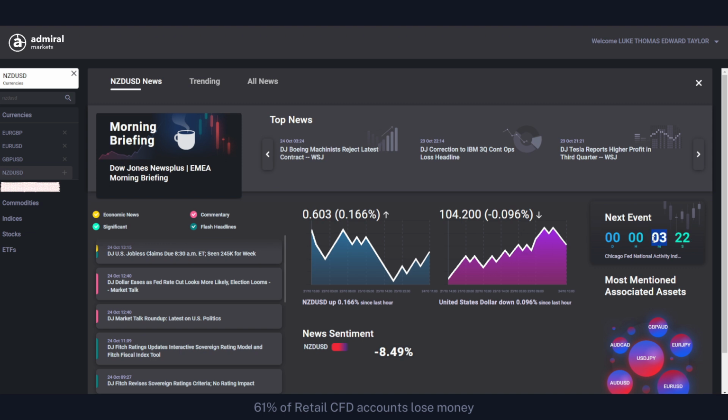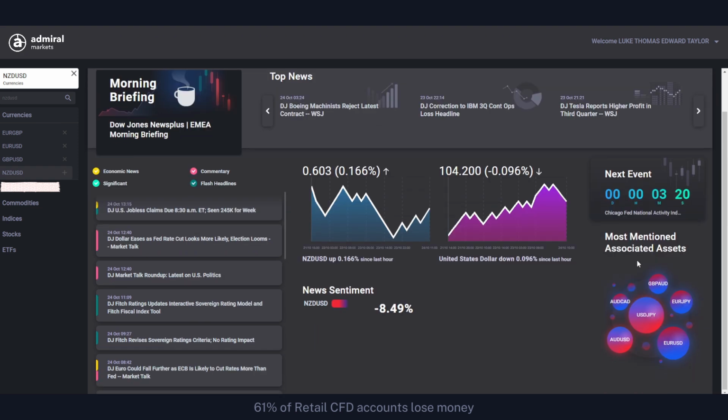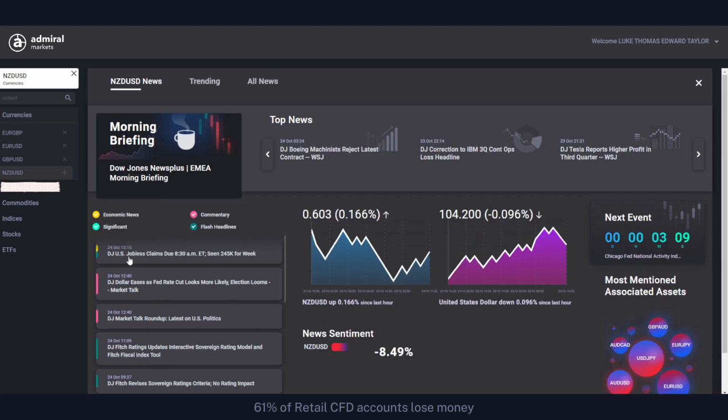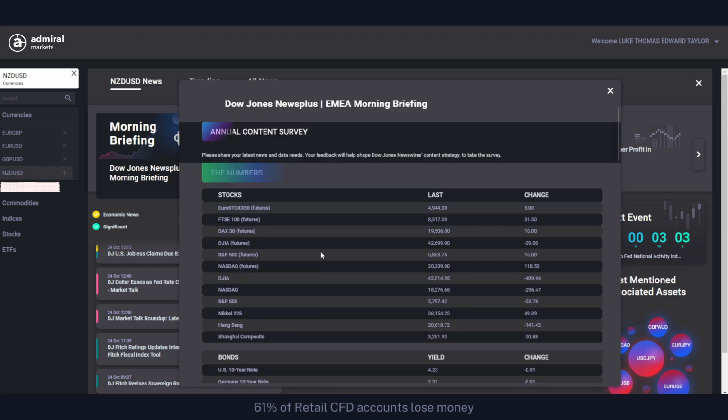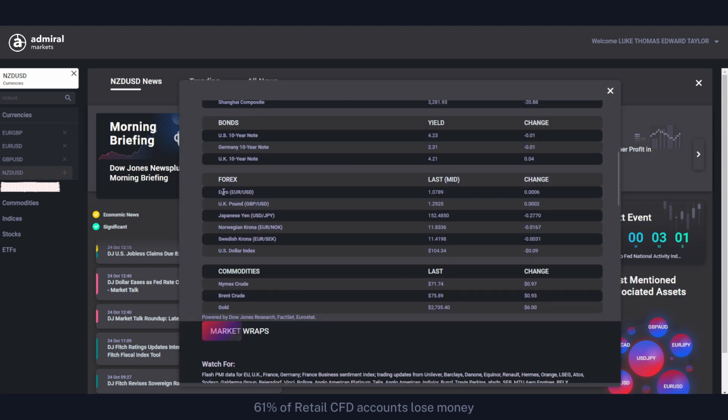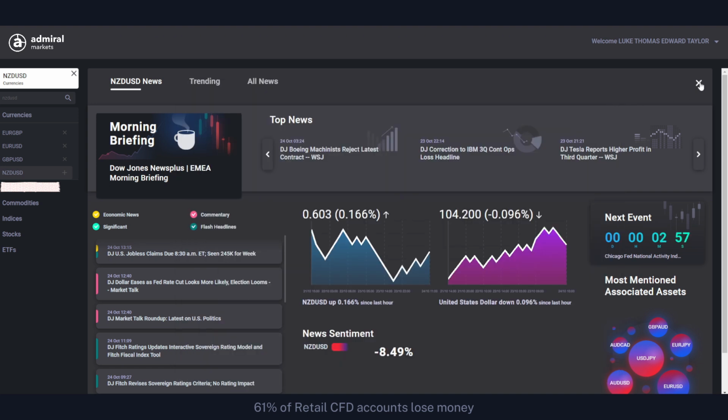You've got the next event in 3 minutes, which it tells you nicely there with a timer. Most mentioned associated assets with this pair, so most likely the ones that are correlated in some way with it. Obviously, you've got all the articles here as well related to the NZD USD. And yeah, you've got top news here. You've got pretty much everything. You've got the morning briefing if you want to look at that as well. So forex, this is just the last minute and the change in the price. I think that's pretty much everything for that.